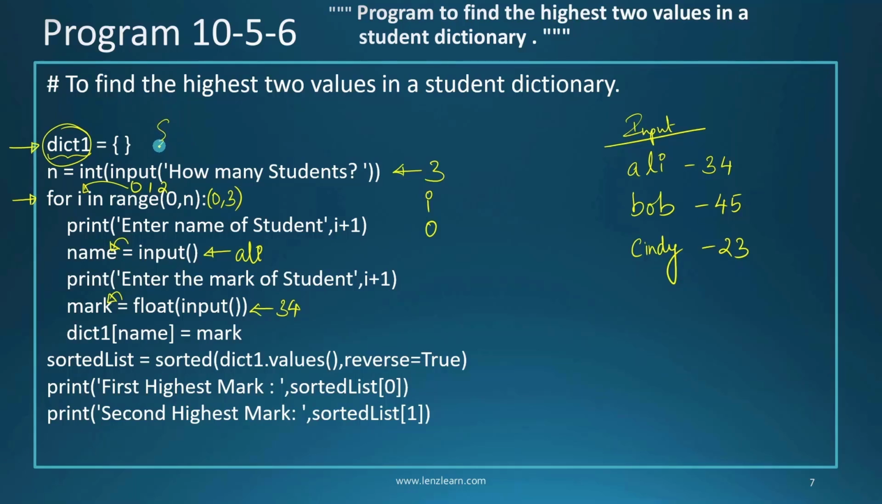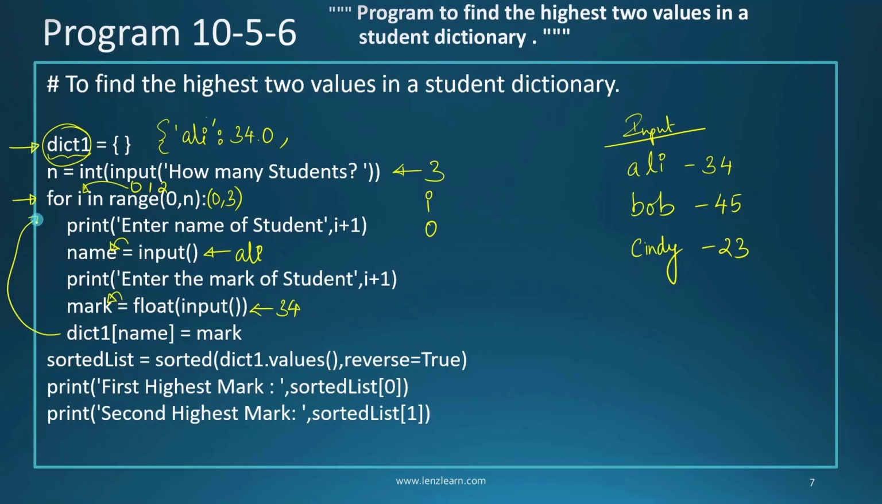So now I will enter the first item into dict1 with dict1 name. Now what is the name? That is Ali. That is the key. And what is the value? That is mark. That is 34. As it is a float, .0 will come automatically. So that's our first item.